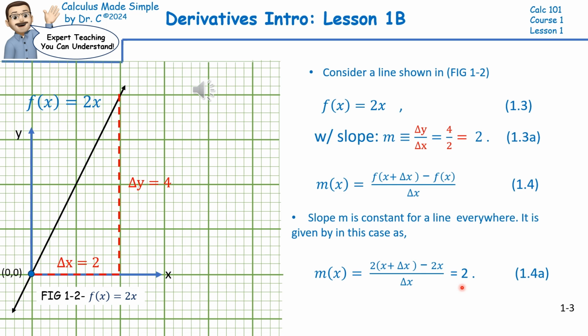So let's evaluate the slope m. We take the function 2 evaluated at x plus delta x, subtract off the function f of x, which is 2x. We see that the 2x's cancel, and we're left with 2 delta x, and we divide by delta x, which is equal to 2.